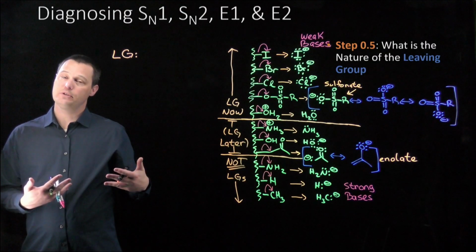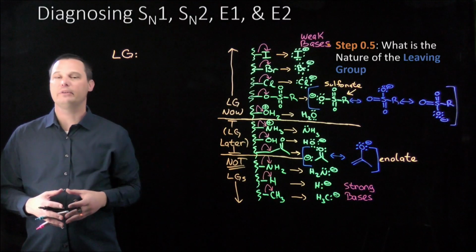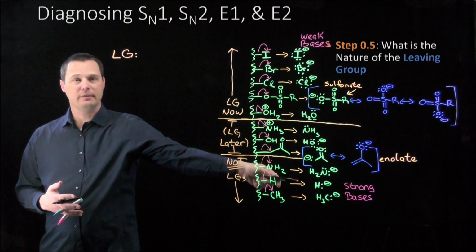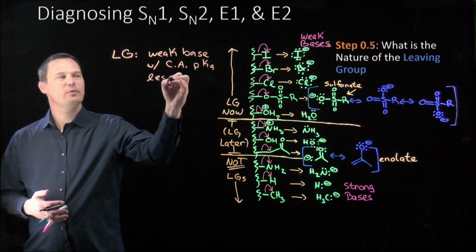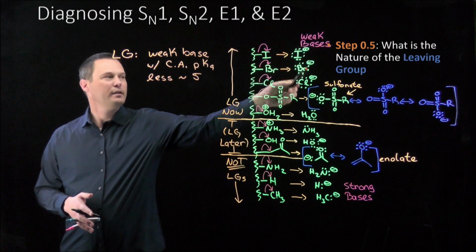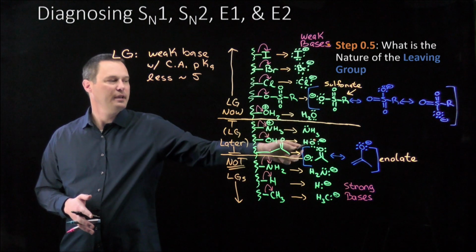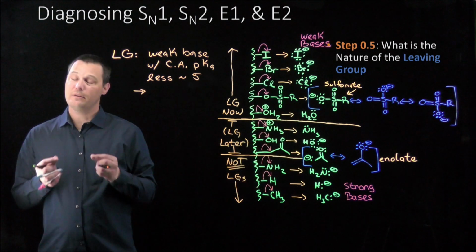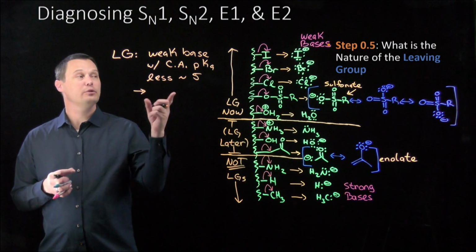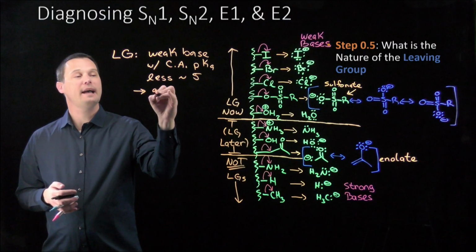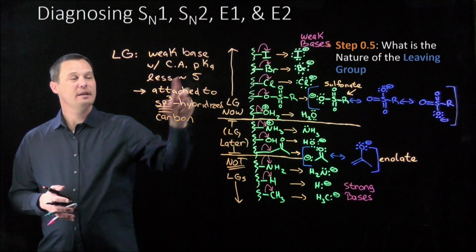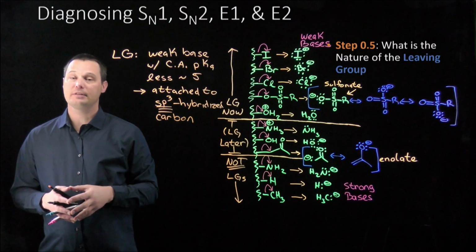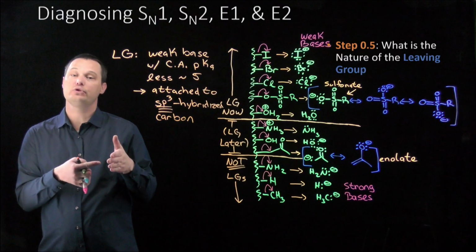In general, for substitution and elimination, to be a competent leaving group, that group after it leaves needs to be a weak base with a conjugate acid pKa less than around 5 or so. The other very important component of being a leaving group in substitution land is that it must be attached to an sp3 hybridized carbon. If the leaving group isn't a weak enough base, and if it's not attached to an sp3 hybridized carbon, we cannot do a substitution or elimination reaction.